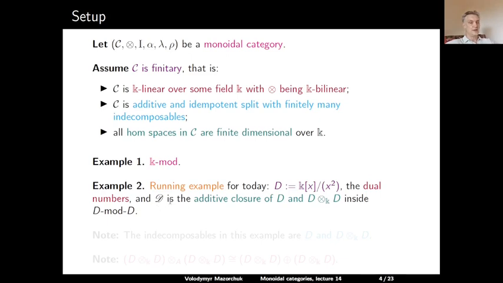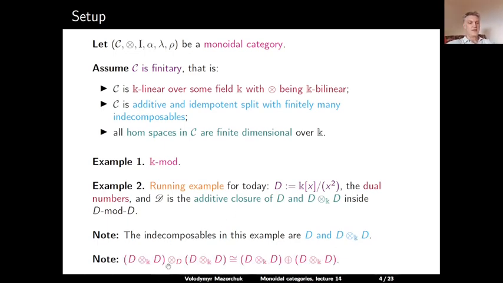And we denote by Carly D the additive closure inside the monoidal category of all finite dimensional D-D bimodules generated by the regular bimodule D and the projective D-D bimodule D tensored over K with D. So the indecomposable objects in this example, up to isomorphism of course, are exactly the regular D-D bimodule D and the indecomposable projective D-D bimodule D tensored over K with D. Here it is important that D is a local algebra, so this bimodule is indeed indecomposable.